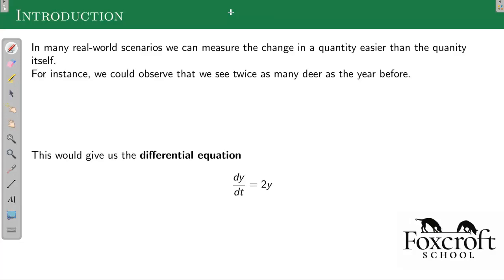Also in cases of movement, you can count the people going in and out of a store easier than counting the people in the store every single time. So sometimes it's easier to think about a quantity changing rather than the actual quantity itself. And for the example with the deer, I had twice as many deer as the year before. This is saying the change in the deer over each year is twice the number of deer that we started with.